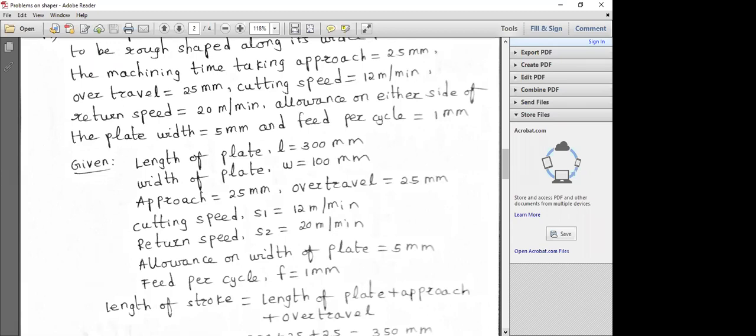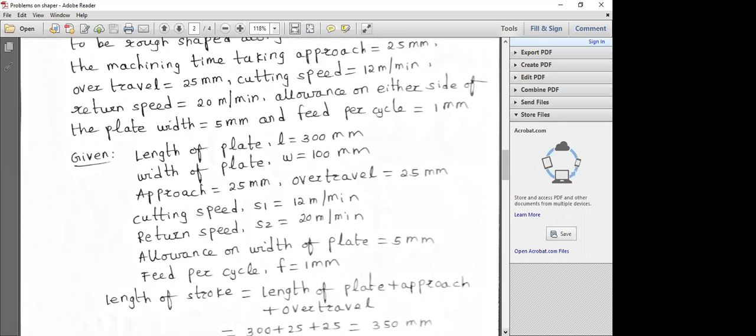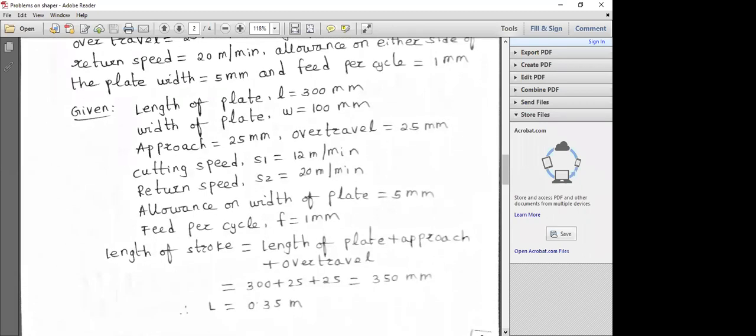So length of plate plus approach plus over travel. This over travel is very much necessary in a shaper machine. Length of plate is 300, approach is 25, over travel is the same 25, so that it is left with 350 mm. Conversion of units is very much necessary. So what is 1 meter? 1 meter is equal to 1000 mm. In this generation you are not worrying about the units, you are not conscious of the units, so be careful.